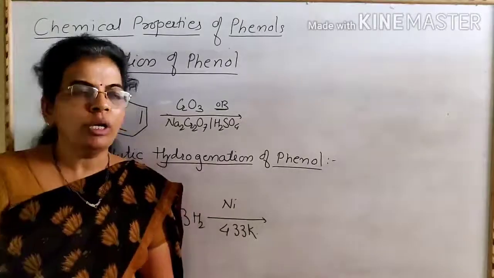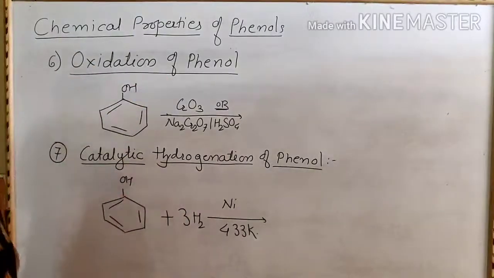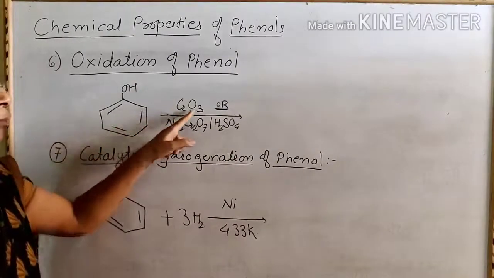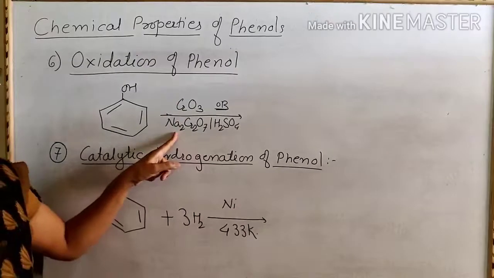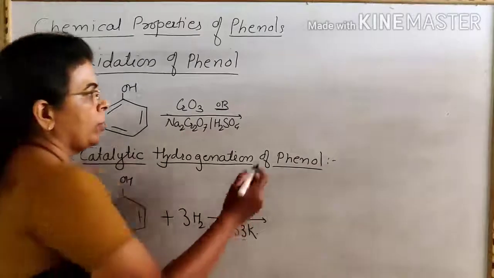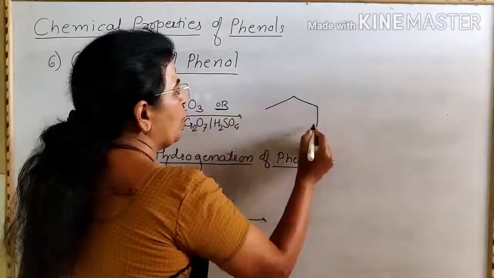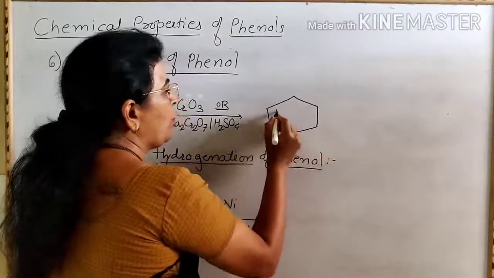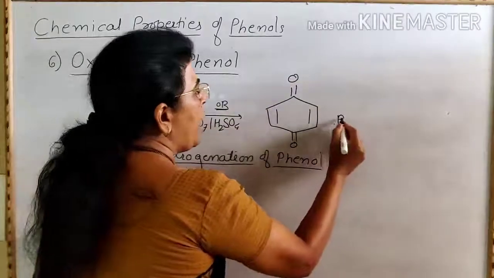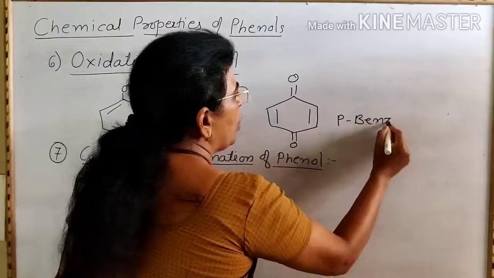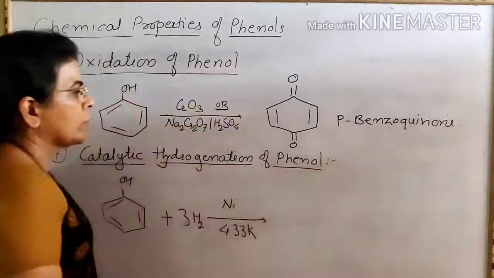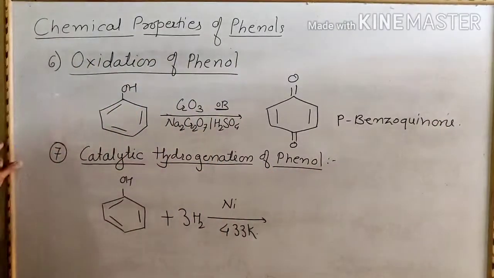Next reaction of phenol is oxidation of phenol. Phenol undergoes oxidation in presence of CrO3 or in presence of sodium dichromate in dilute H2SO4 to form para-benzoquinone. That is, oxidation of phenol takes place to form benzoquinone. This is para-benzoquinone. This is oxidation of phenol.